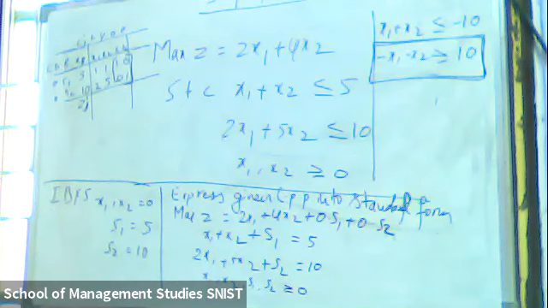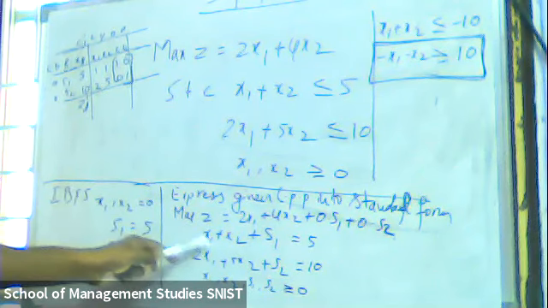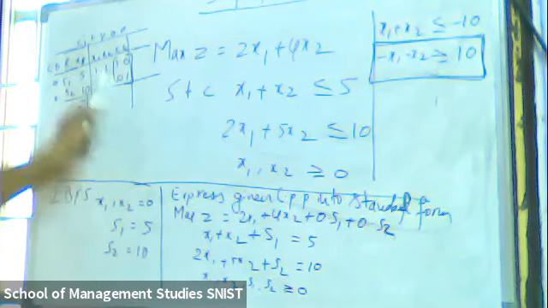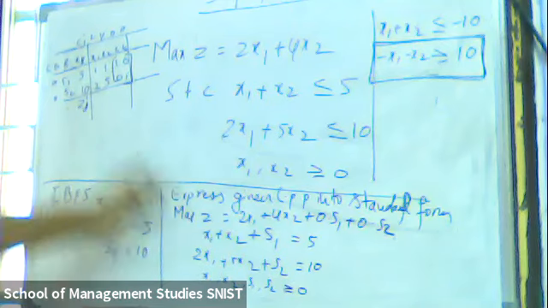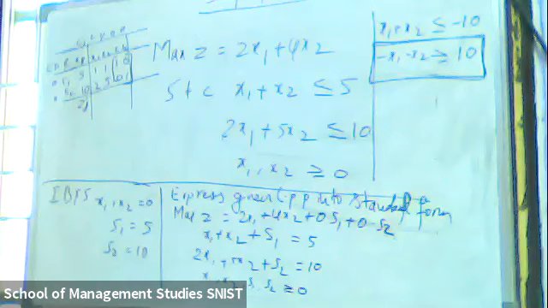Coefficient of the S1 value in the objective function. Is it 1 or 0? 0. So 0. Now this S1 is in the first constraint, right? So I'm taking this first constraint, x1 is 1, x2 is 1, S1 is 1. There is no S2, which is why I have put 0 here. Is it clear?